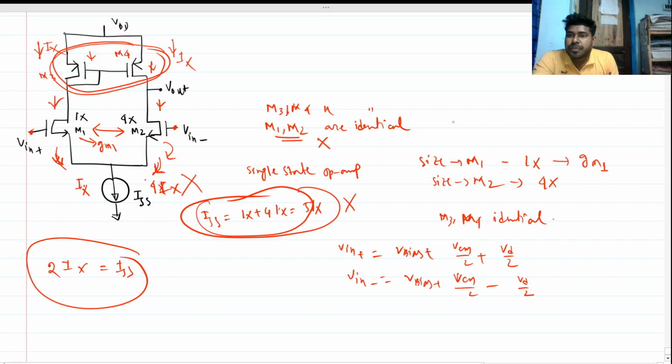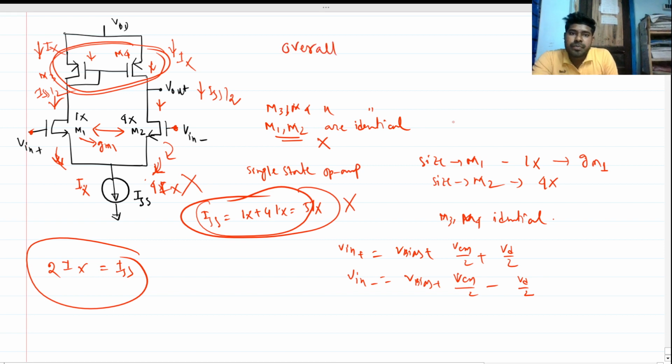So basically the circuit is properly biased. We are assuming that this current is ISS by 2, and this is also ISS by 2. So the MOSFET is properly biased, let's say with current sources. Now we have to find the overall gm of the circuit.